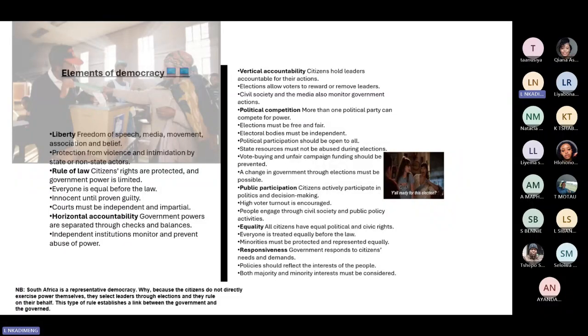Responsiveness: government responds to citizen needs and demands. Remember, these are the elements of democracy. If we can say South Africa is a democratic country, our government must respond to the citizens' needs and demands. But that has not happened since we got democracy. The water remains a crisis.